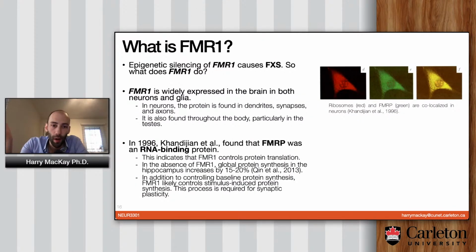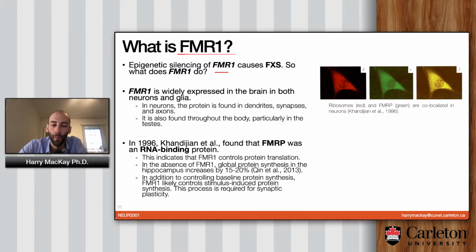So what is FMR1? This is the Fragile X mental retardation protein gene. This is something that you actually want. Despite its name, if you want to have a healthy and normal brain, you actually want more of it, not less. Silencing it causes Fragile X.